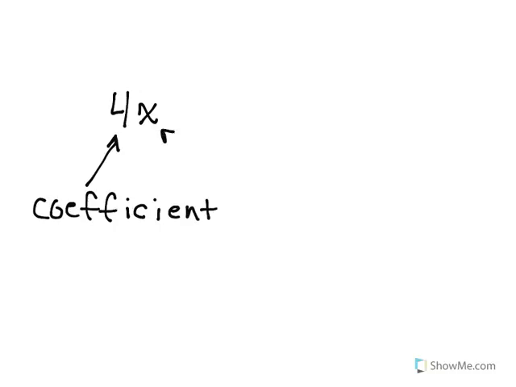When a term has a number and a variable in it, the number out in front is called the coefficient. And again, the letter is our variable. Also, if you have a term such as negative 7z, the coefficient is negative. The symbol in front goes with the term.